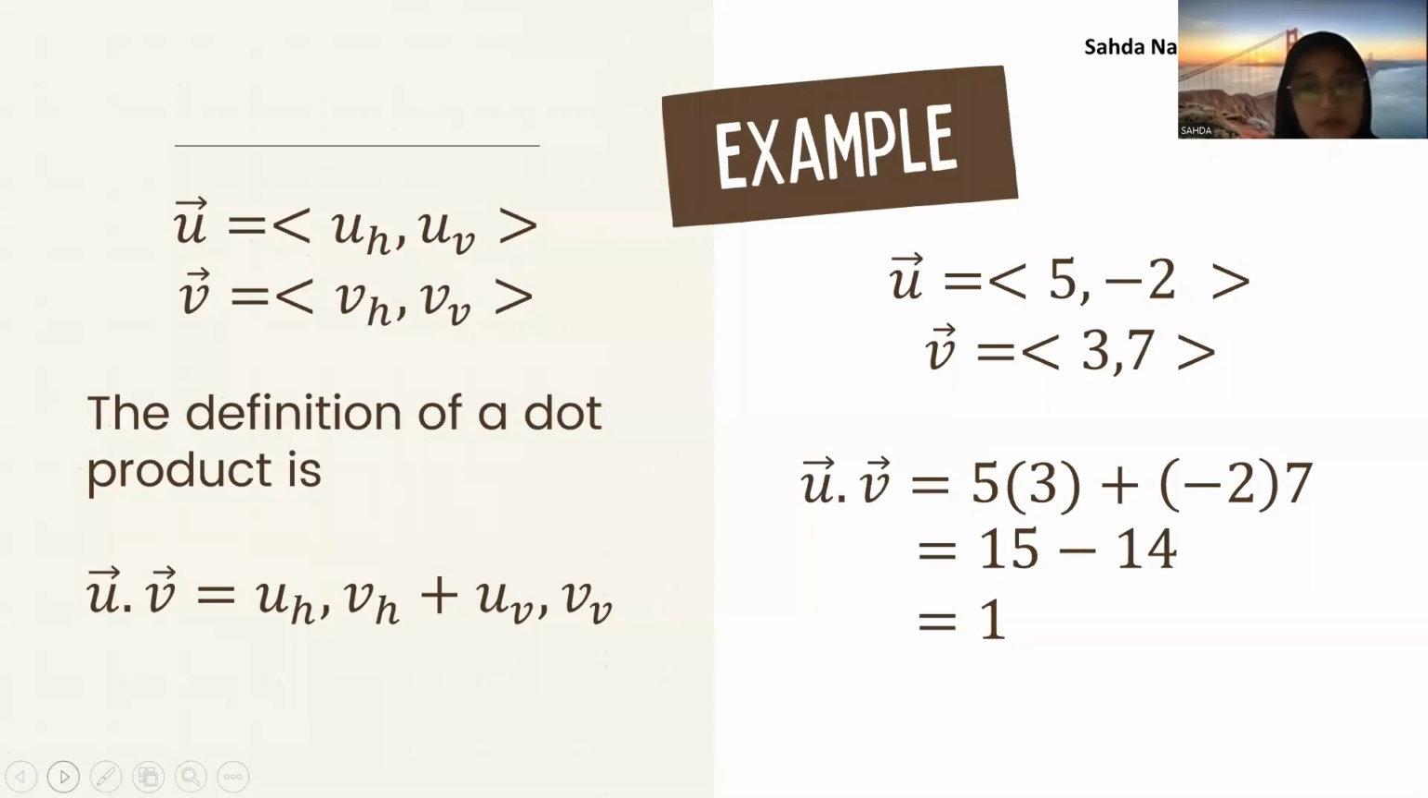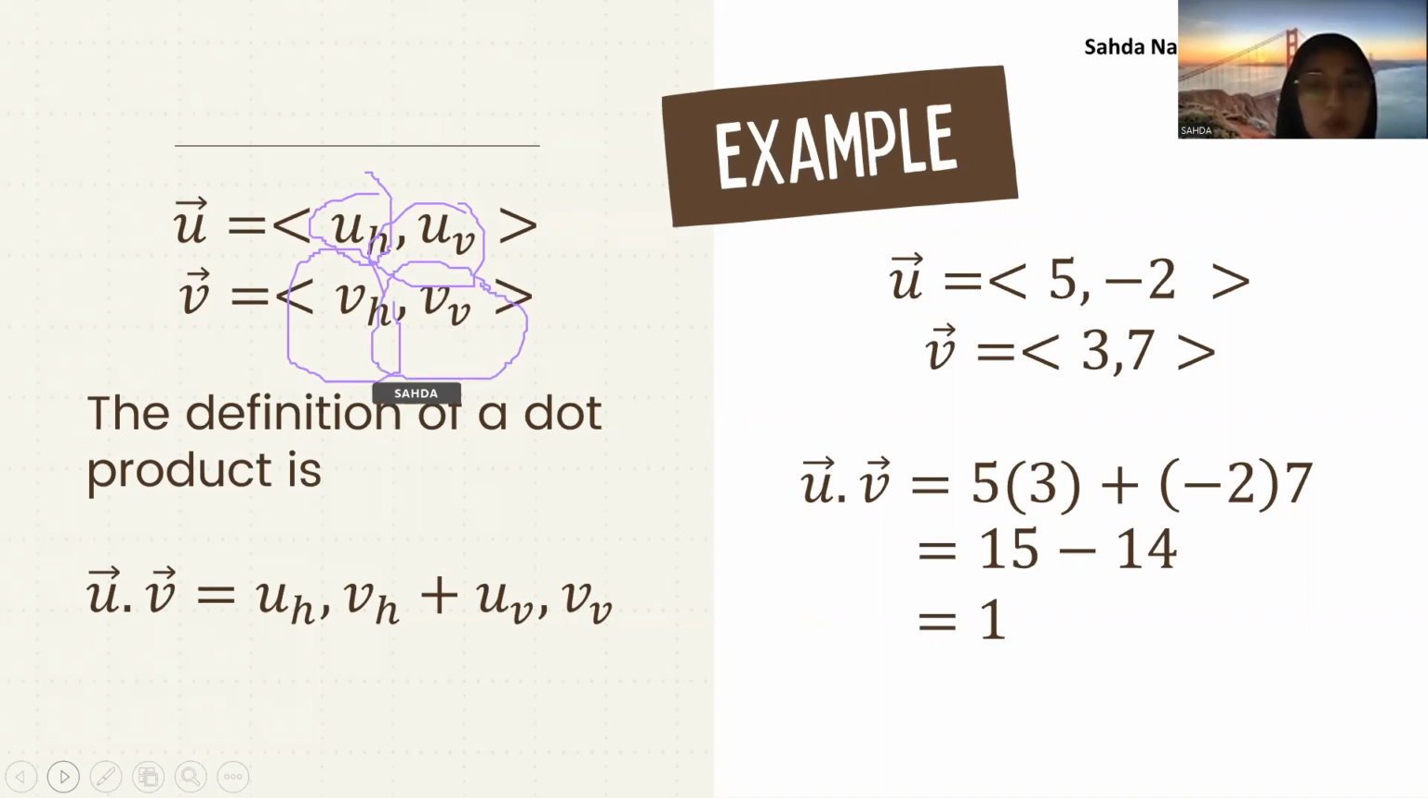Vector dot product. Okay, let's talk about the definition of what a dot product is. Vectors in a plane have two components: a horizontal component and a vertical component. So our first vector is U. You can see that it has two parts, a horizontal component and a vertical component. And I have another vector V with the same thing. It has a horizontal component and a vertical component.